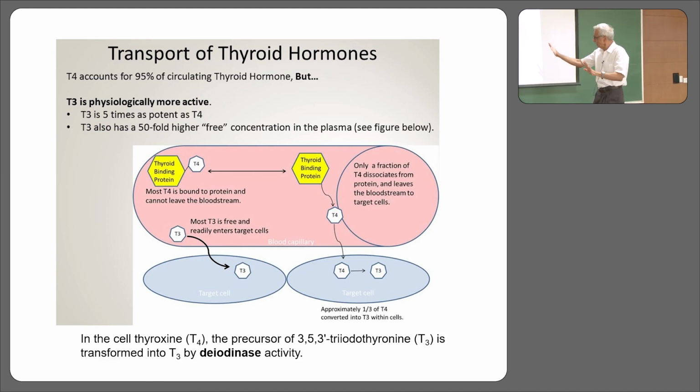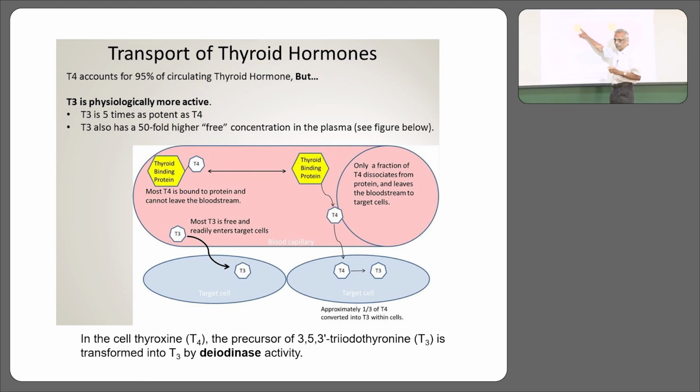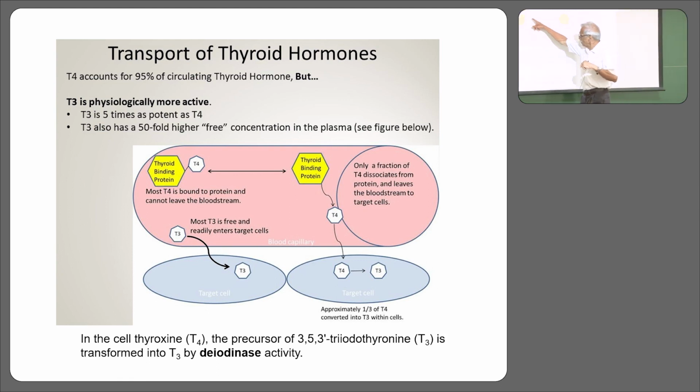molecule in the blood? The answer is somewhere here. Let's see. So this is a thyroid binding protein, or thyroid binding globulin. Huge molecule we have seen in the previous slide. It is bound to what? It's bound to T4. Okay. What about T3? Is it bound? It's not bound. It's free.